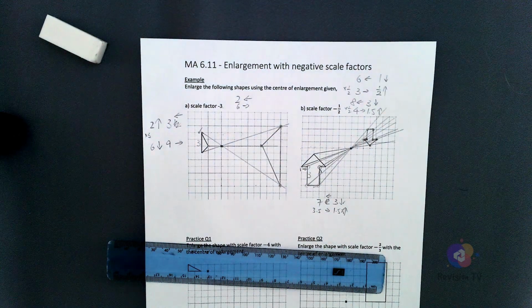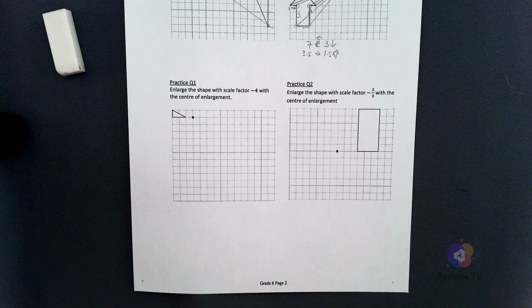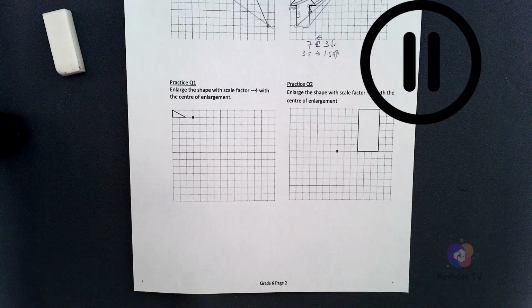I know it's a bit awkward, as I said. I do apologize for the box being in the middle. You shouldn't have this in exam. However, the 2 practice questions later, you won't have this issue. Here comes practice question 1 and 2. So pause the video, have a go at the question. When you're ready for the answer, you can press play.